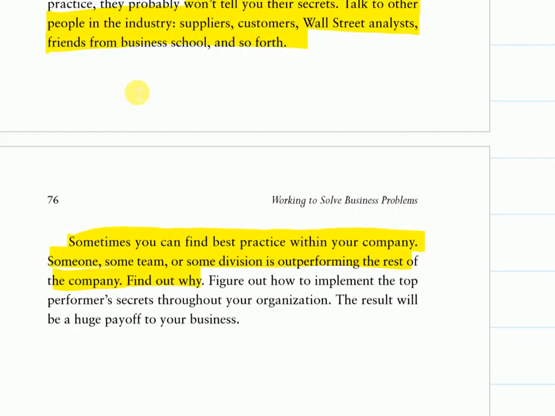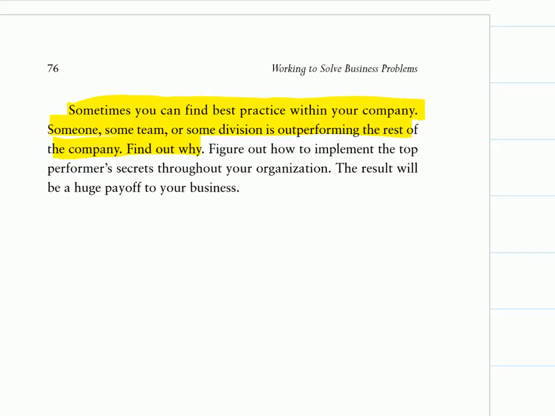Also, sometimes you can find the best practice within your company. Some team, some division is outperforming the rest of the company. Find out why, try to implement the things that they are doing, and then you might actually become much more efficient than you were. So that brings us to the end of the video and this chapter, doing research.